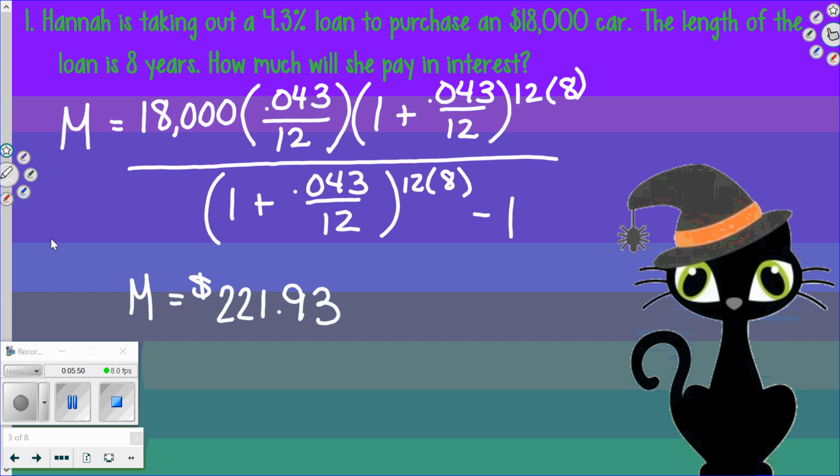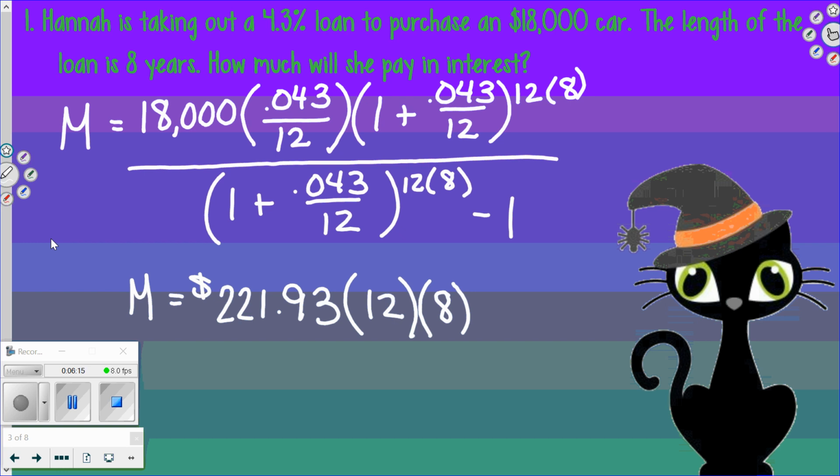So what did I find? The monthly payment. So how do I find the interest? Very nice. I have to multiply this by 12 times 8. Why 12 times 8? Very good. Very nice. Elena's on it today. So that's my monthly payment. I'm going to make that 12 times a year, right? There's 12 months, and I'm going to do that for 8 years.